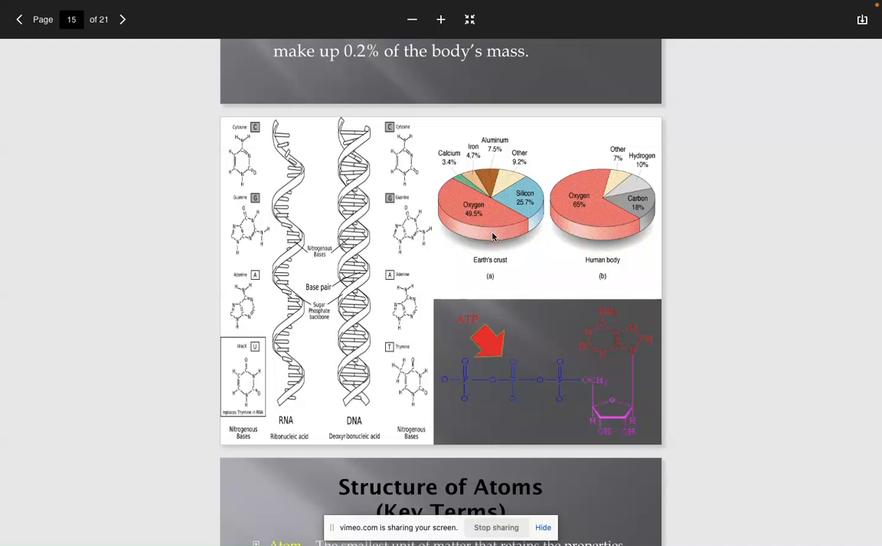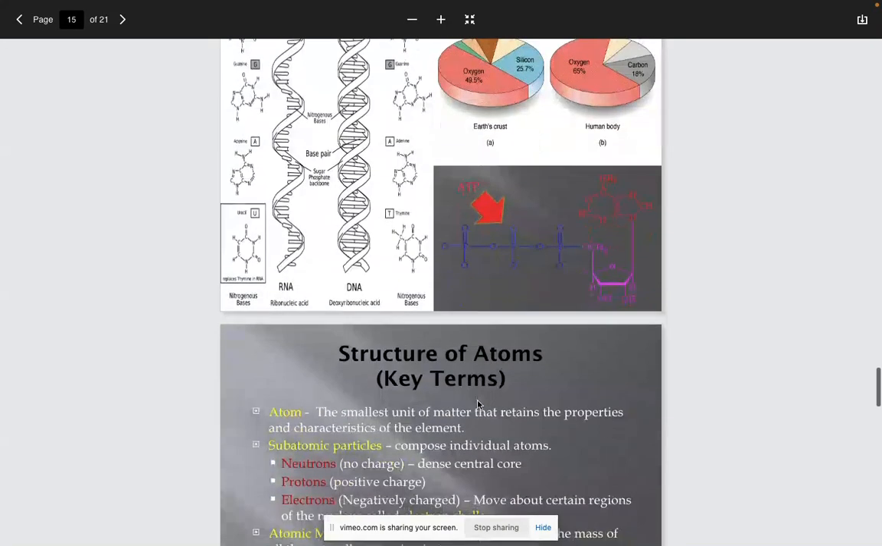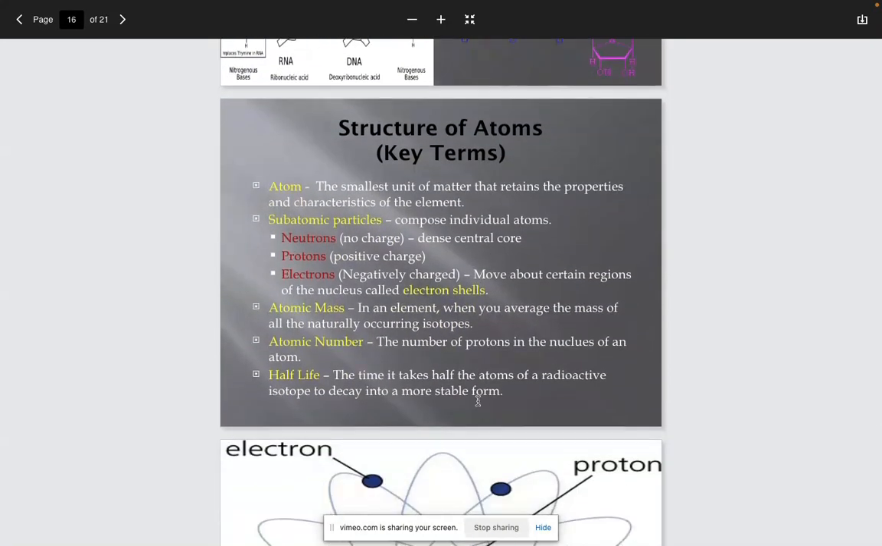You can see over here that oxygen primarily makes up most of the Earth's crust, as well as these other different trace elements that are present. So knowing these key terms, this should be primarily review for most of you guys. The atom is the smallest unit of matter that retains the properties and characteristics of the element. Atoms are made up of three subatomic particles. The electron, which is negatively charged, is present in the outer shells and orbitals, and is responsible for bonding through the octet rule.